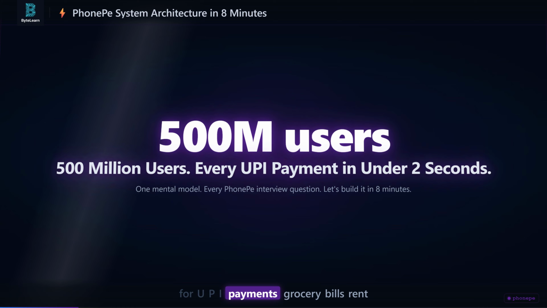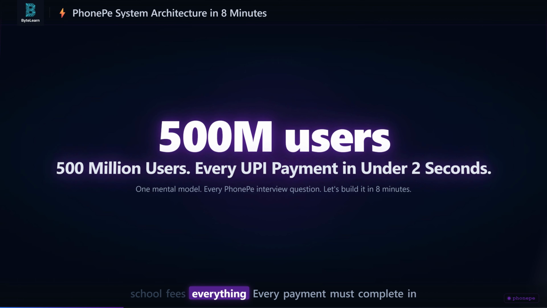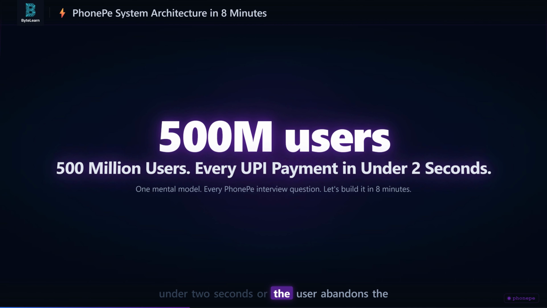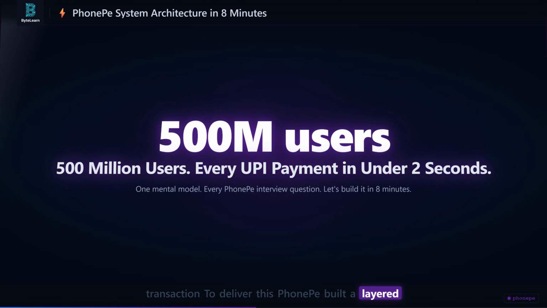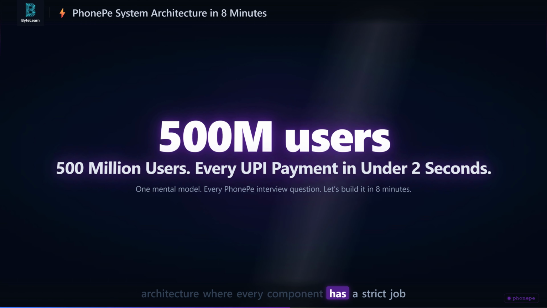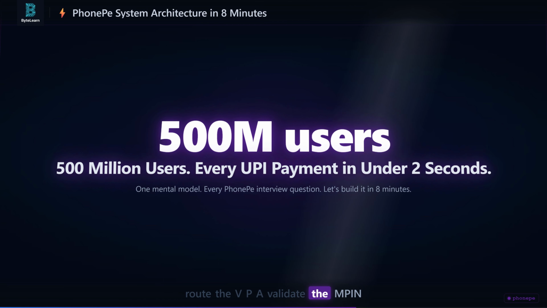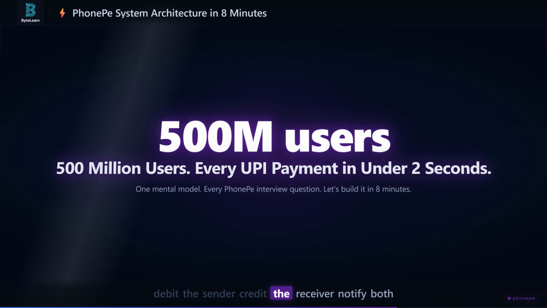PhonePe is trusted by 500 million users for UPI payments, grocery bills, rent, school fees, everything. Every payment must complete in under 2 seconds or the user abandons the transaction. To deliver this, PhonePe built a layered architecture where every component has a strict job. Route the VPA, validate the MPIN, debit the sender, credit the receiver, notify both.